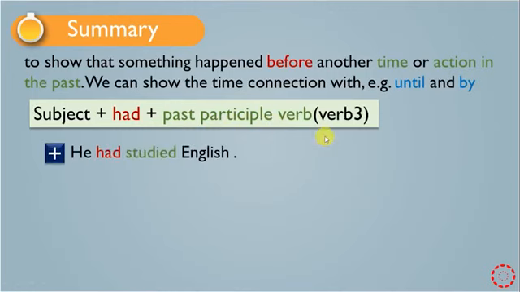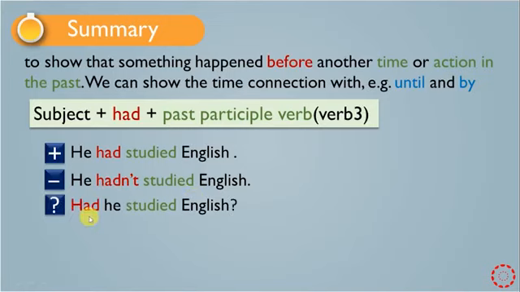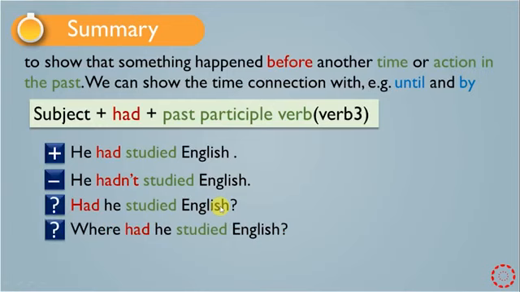Look at these examples. This is the positive example. He had studied English. We can negate it by adding not to had. We say he hadn't studied English. And this is the question form. We can say had he studied English. And also you can use WH question with this and put it at the beginning before had. We say where had he studied English.